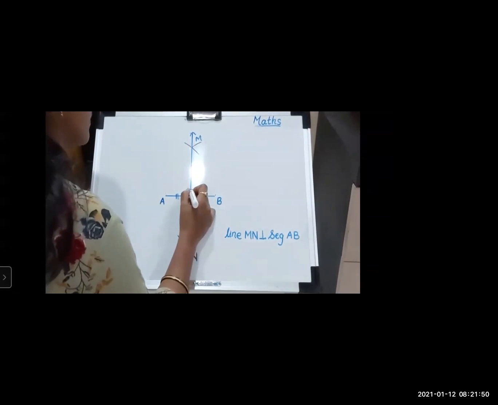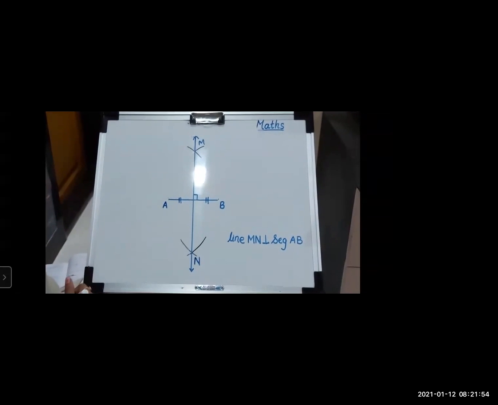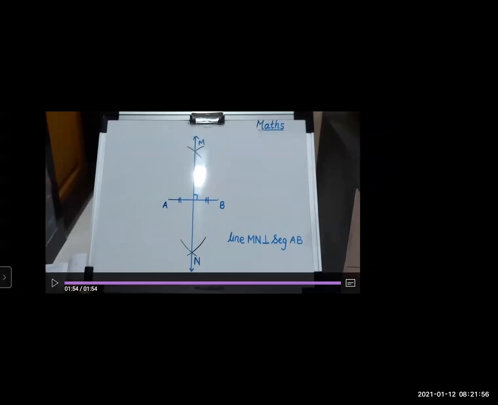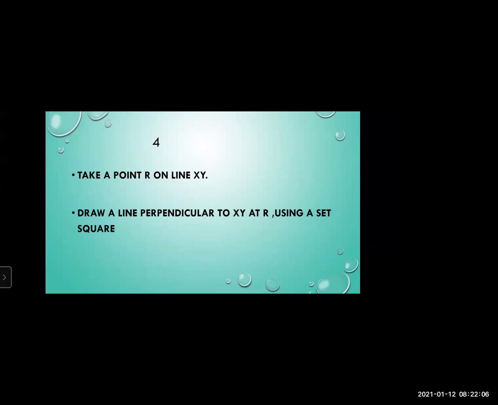So here we got the steps and construction done. Now fourth one. Take a point R on the line XY. Draw a line perpendicular to XY at point R using a set square. Now we have to draw a perpendicular line. Which tool do we have to use? We have to use a set square.